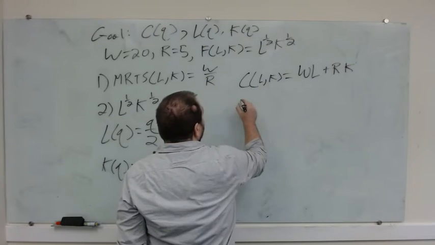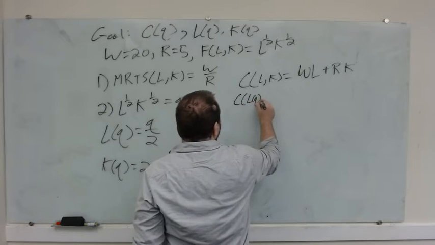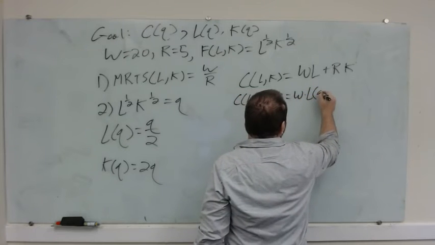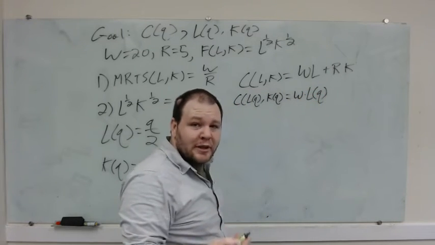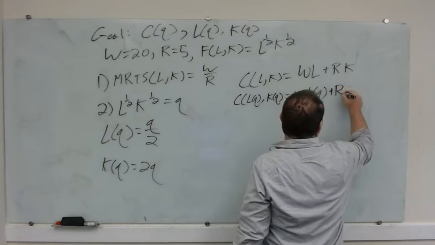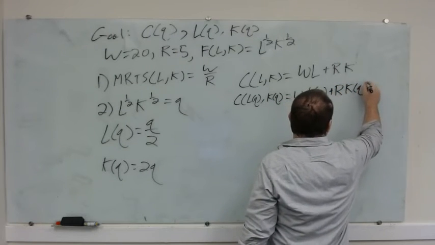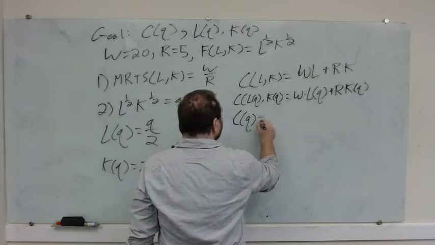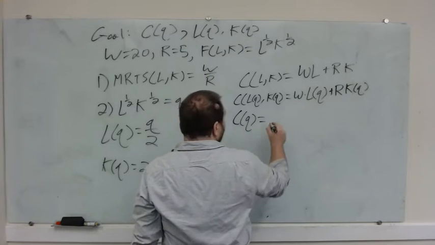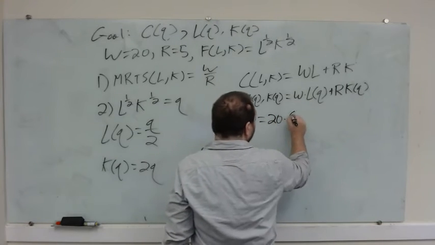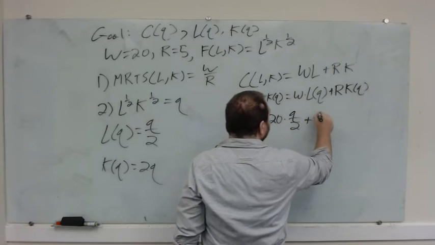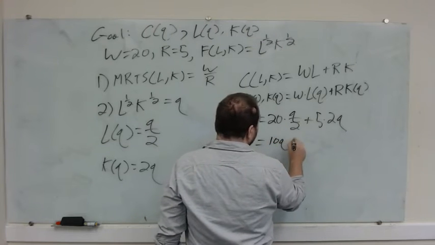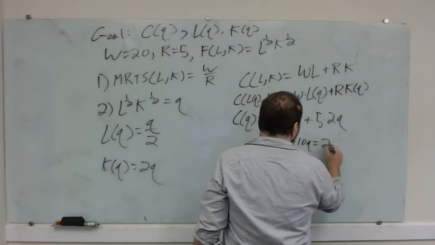So therefore, the cost of producing L(Q) and K(Q) is just going to be W times the amount of labor it takes to produce Q units of output as cheaply as possible, plus R times the amount of capital it takes to produce Q units of output as cheaply as possible, right? So our cost function in terms of Q will just be this, right? So it'll be 20 times Q over 2 plus 5 times 2Q, right? So this is going to be what? 10Q plus 10Q equals 20Q.